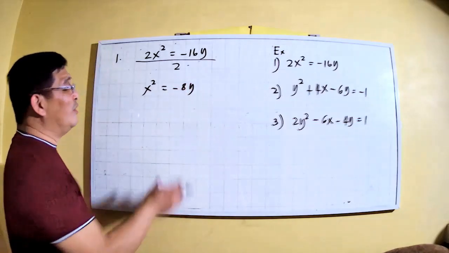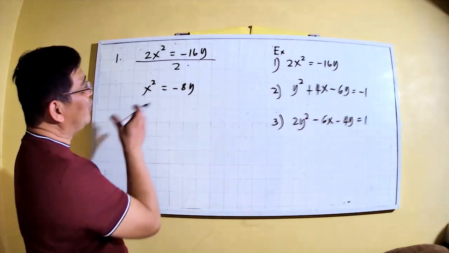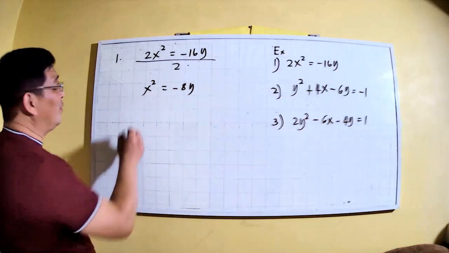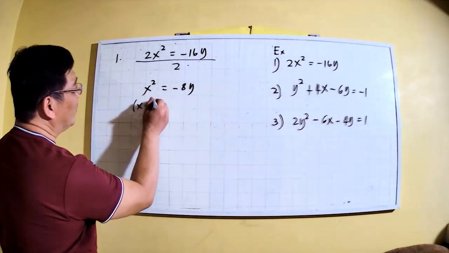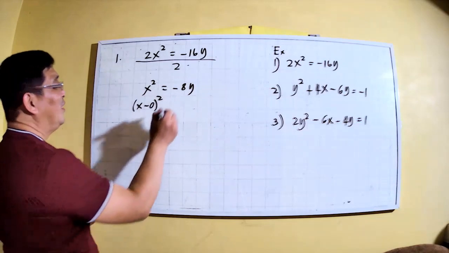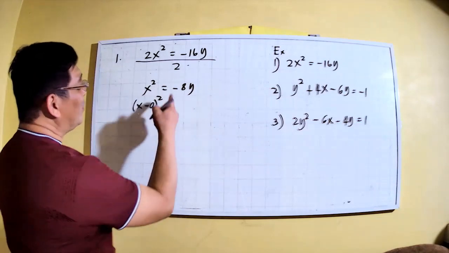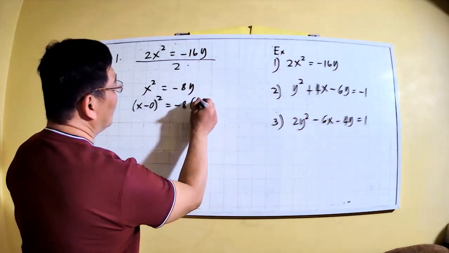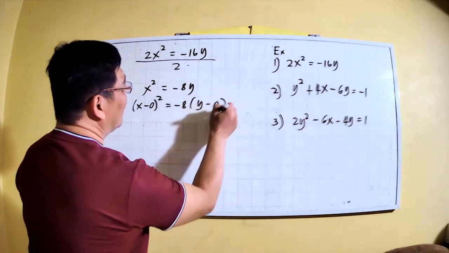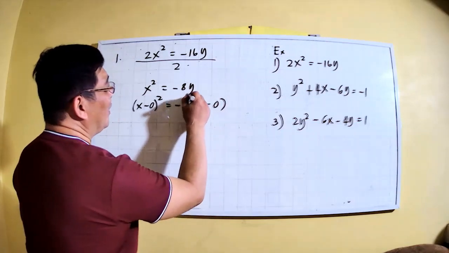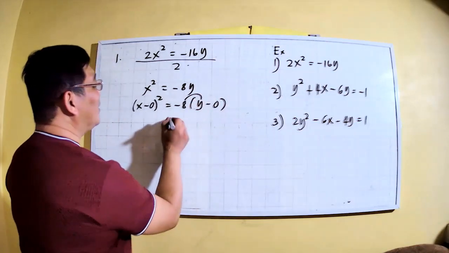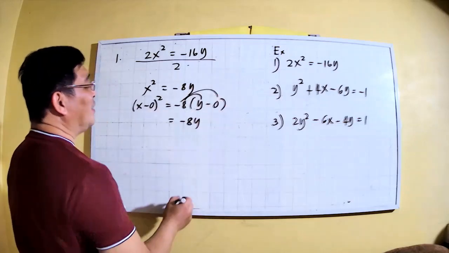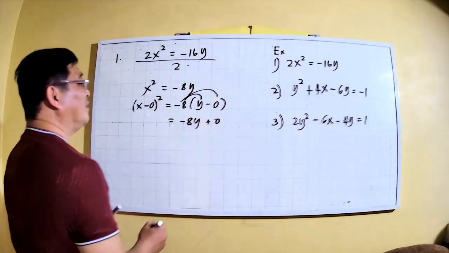So, yan na. So, ang ganitong klaseng example, ang ganitong klaseng equation, alam natin na if x squared, that is x minus 0 squared. Dahil naka-0 yung x is equals to, pag sinabi natin 8y, this is also the same as negative 8 times y minus 0. Imagine kung i-distribute nito, negative 8 times y is equals to negative 8y. And then negative 8 times 0 is equals to 0.